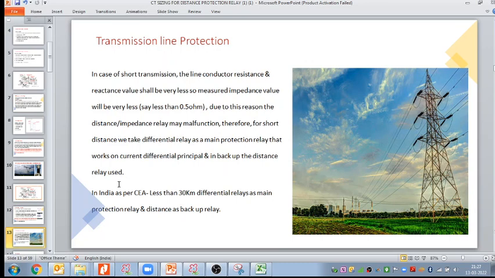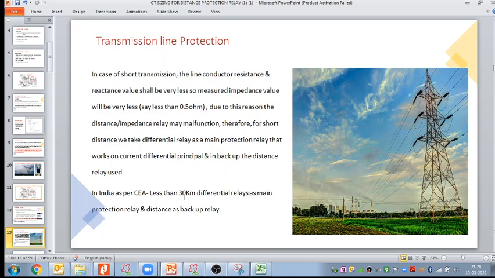And if I'm telling short distance, as per India, as per the CEA, Central Electricity Authority, they have defined the limit as 30 km. Less than 30 km, we use the differential relay as the main protection relay and distance as a backup relay. This is a statement given by the CEA. So if anyone asks how much you can take as short length, it is a maximum of 30 km. Beyond that we should go with distance for sure. Okay, less than 30 kilometers.